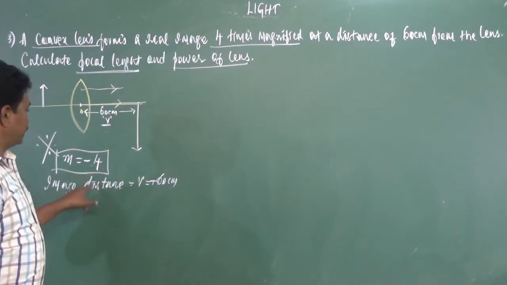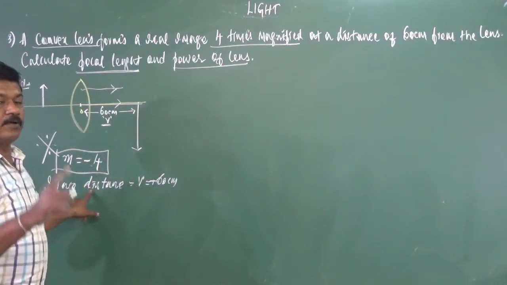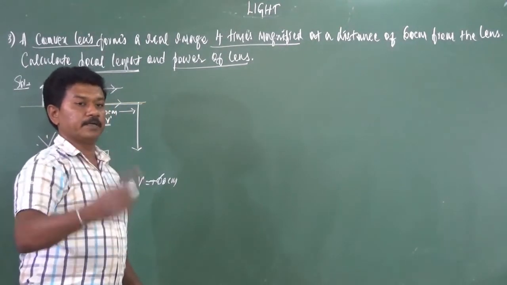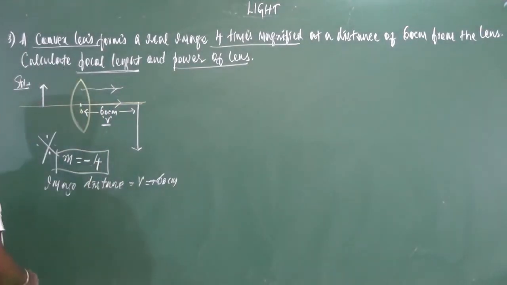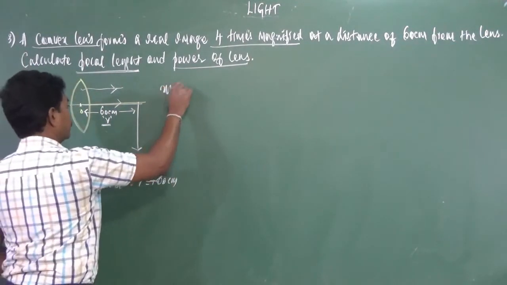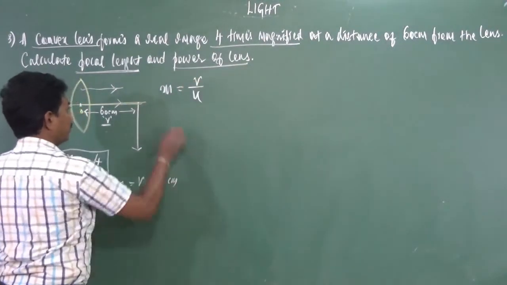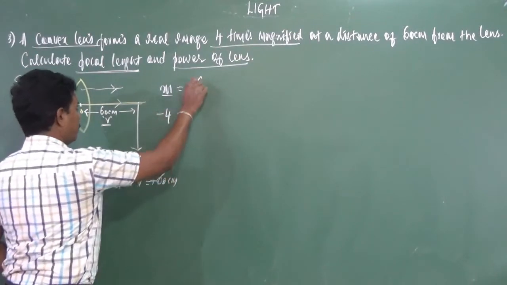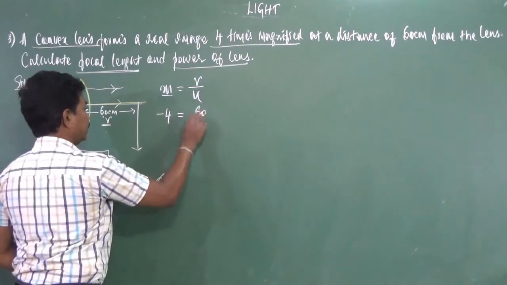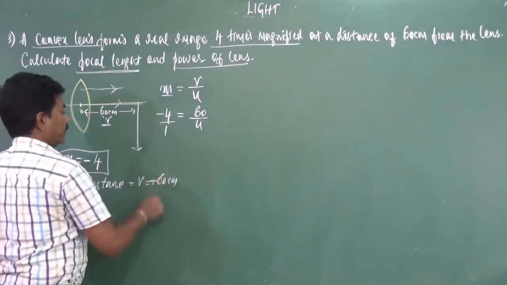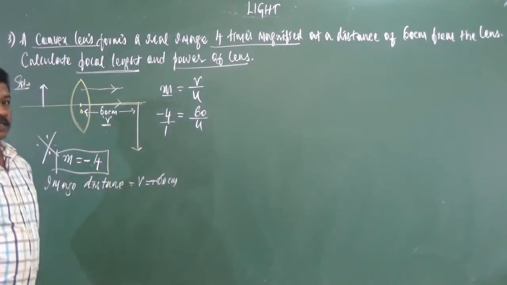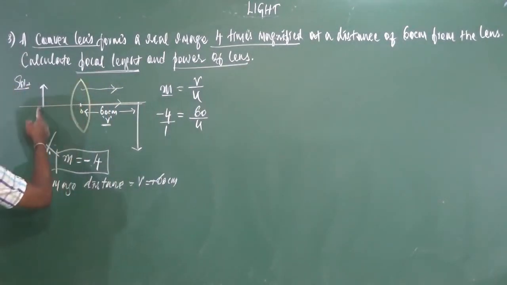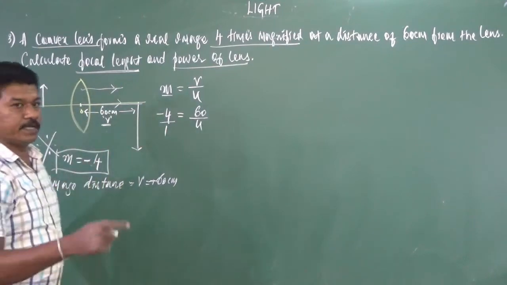Using magnification and image distance, we have to find out the object distance. Then we will apply the lens formula, right? That's the procedure. So m is equal to V by U, a very simple formula. The m value is -4, we will substitute this. V value we are ready with, 60, by U. So what value of U are you going to get? Is it a negative value or a positive value? U should be negative here, right?